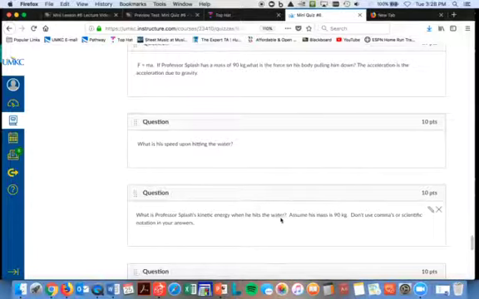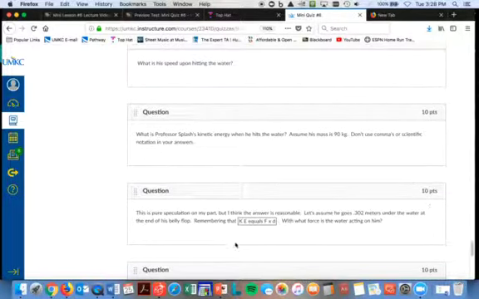Don't use commas or scientific notation in your answers. Okay, so this is pure speculation on my part. Now, let's assume he goes 0.32 meters when he hits the water. That's how far down he goes, about a foot, because I think they said there's 18 inches of water in the thing. And he didn't kill himself.